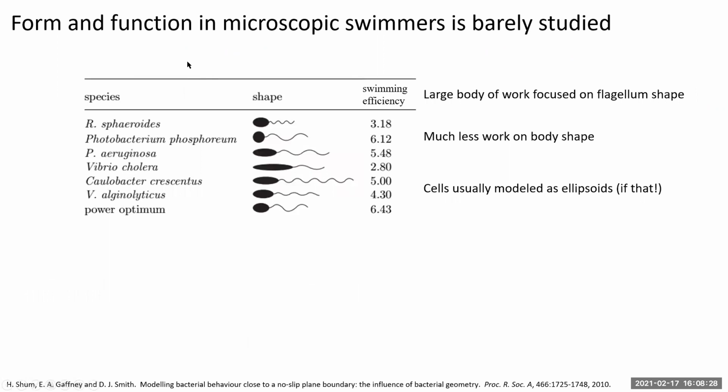The thing is, form and function in these microscopic swimming organisms is really barely studied. There is a large body of work focused on the tail shape, the flagellum, but there's a lot less work on what the body of the cell looks like. Cells are often modeled as points even, maybe a spherical body in a lot of work. And sometimes if you want to get really fancy, you use an ellipsoidal body of some aspect ratio.